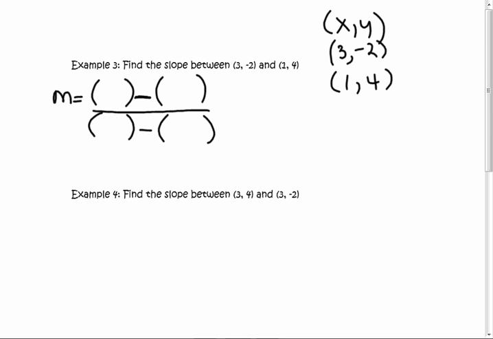What's 4 take away negative 2? Two negatives make a positive, so it's really 4 plus 2. And the bottom's right. Okay. What's that going to give you? Negative 6 over 2. Very good. And go ahead and try the next one. Simplify that. Good job. Okay, divide. What's 6 divided by 2?